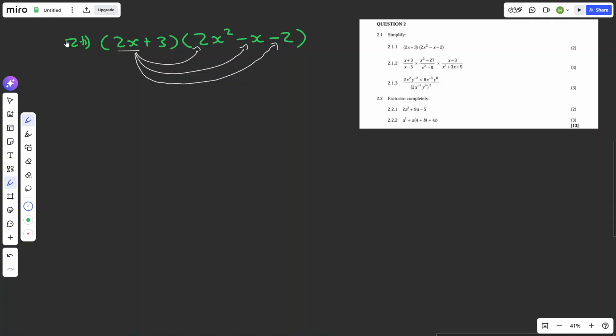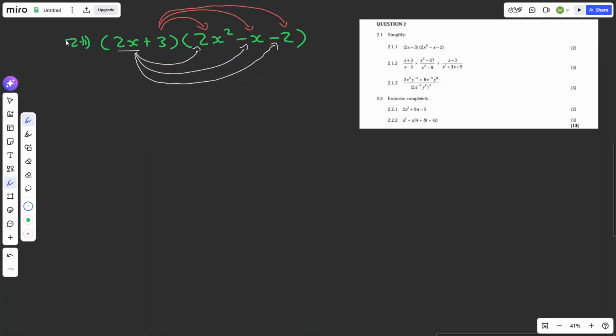And then secondly, after you've done that, you're then going to take the next term, 3, and multiply by 2x squared, by minus x, and lastly by minus 2. So once you've done that, the expectation here is for you to get a total of 6 terms. From those 6 terms, you're then going to simplify that by adding up the like terms. So let us go ahead and do that.